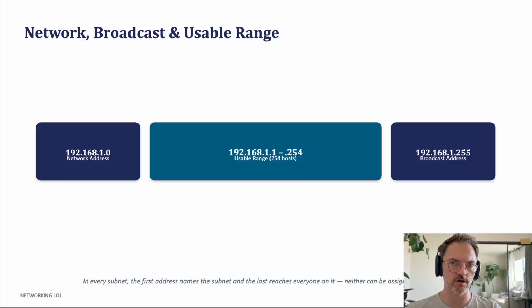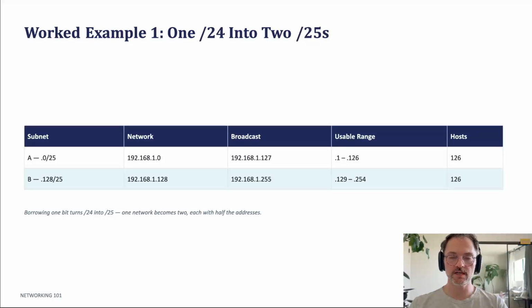There's several protocols that require use of broadcast. We'll dive more into those in future episodes. But for now, just know that the broadcast address is the final address in the network, and the network address is the first address in the network. So everything in between is the actual usable range.